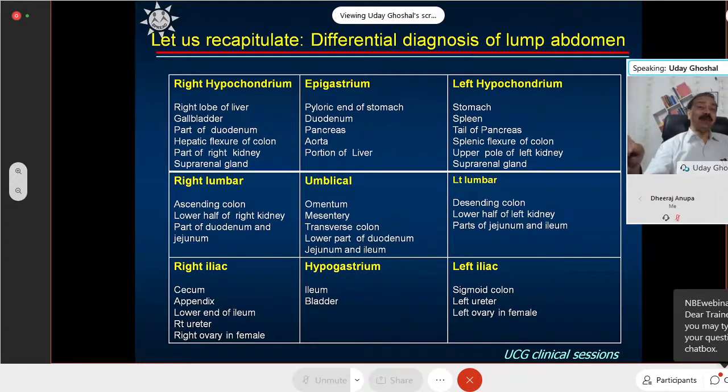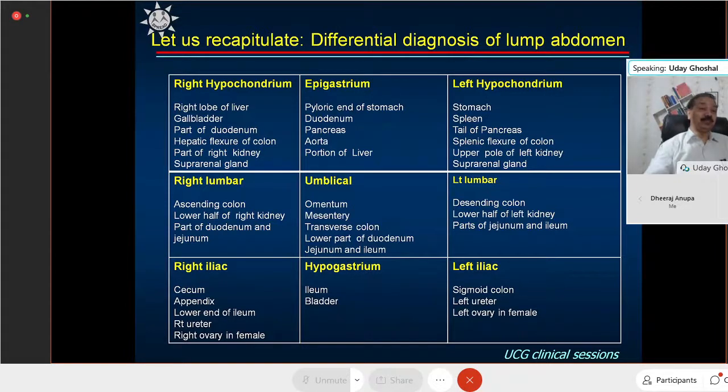Okay, right lumbar region: ascending colon, lower half of the right kidney, part of the duodenum and jejunum. Right iliac fossa: what could be the lump arising in the right iliac fossa? Like our patient: cecum, appendix, lower end of the ileum, right ureter, right ovary in female. You see how important it is that when I was teaching you, I even forgot to mention right ureter.